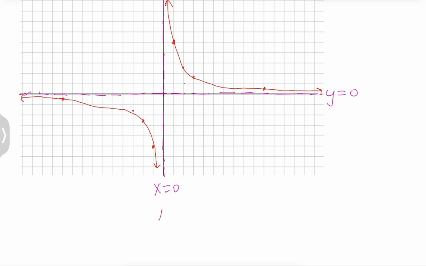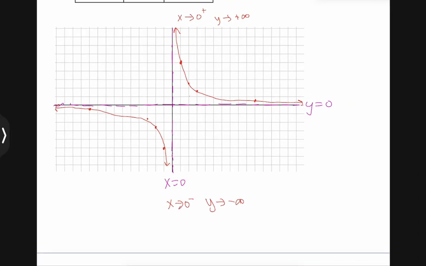So we could say, as we approach 0 from the left, we are heading to -infinity. So that's what the graph looks like. Now, let's talk about the end behavior.